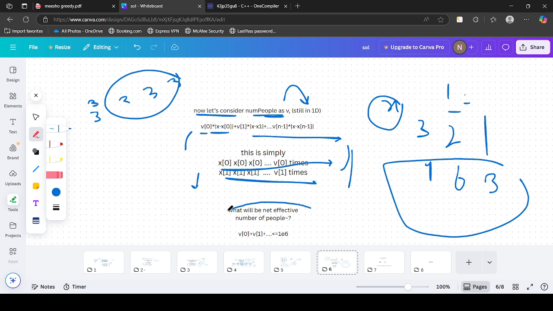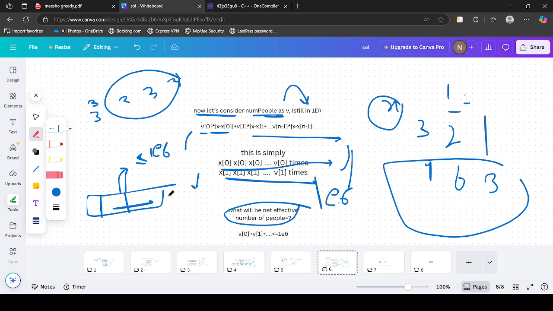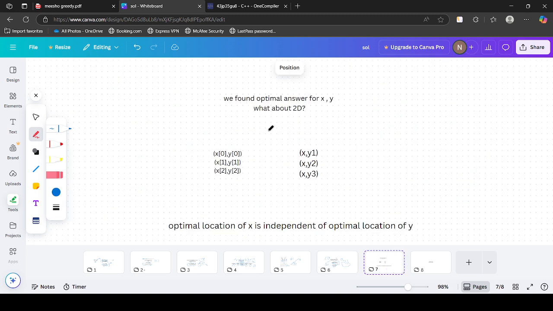So what will be the net effective number of people? It will be the total sum of people, which is given to be at most 10^6. If we take a new vector and add v of 0 copies of x0, v of 1 copies of x1, and so on, the total count will be less than or equal to 10^6, because it is given. So we can sort this and find the median. Because of the given constraints, we can take a new vector, sort it and get the median.